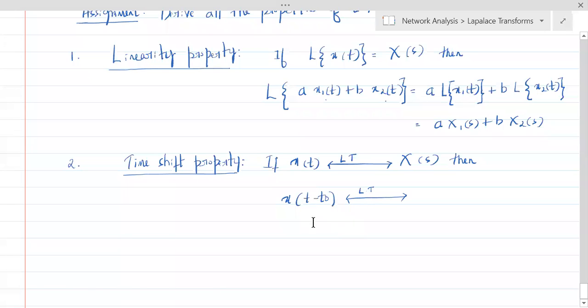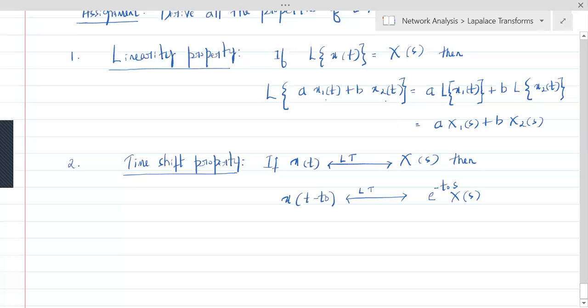So if such a time shifted signal is there, then what you can do is this. Which is the basic signal here? x of t is the basic signal. So you need to know the Laplace transform of the basic signal, X of s. Along with the Laplace transform of the basic signal, this exponential needs to be there. What is that? e power minus t naught s.